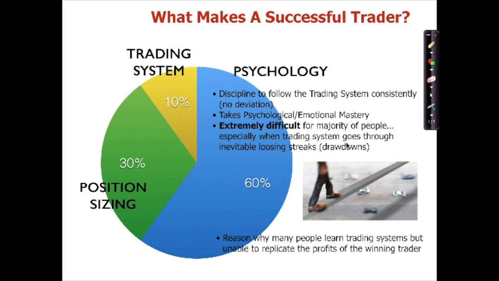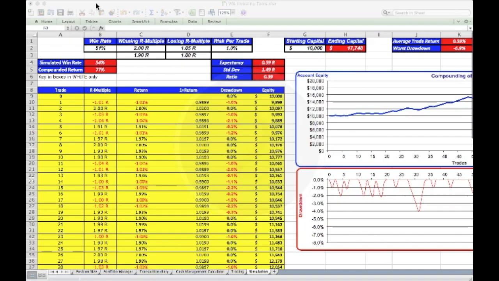Especially when the trading system goes through inevitable losing streaks, or what we call drawdowns. Because again, no matter how good a system is, it will go through a losing streak. And that's the reason why many people learn trading systems but are not able to replicate the profits of the winning trader. That's one of the reasons why, when I train professional traders, I spend most of my time training them in mental skills and emotional mastery skills, using neuro-linguistic programming to reprogram their emotions and their subconscious mind, so they can execute the same trading system like a winning trader.